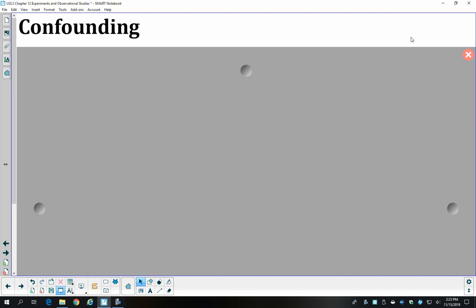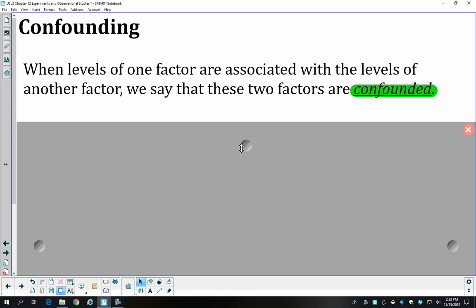So the last thing I want to talk about is confounding. Confounding is something that's often confused with a lurking variable. So we were talking about 2 quantitative variables when we made scatter plots and talked about linear regression, that sometimes you'd have a lurking variable that was connected to both variables that caused it to look like they had a relationship. Confounding variables, that happens when levels of one factor are associated with levels of another factor, and we'd say they're confounded.